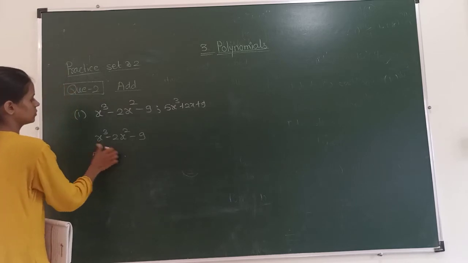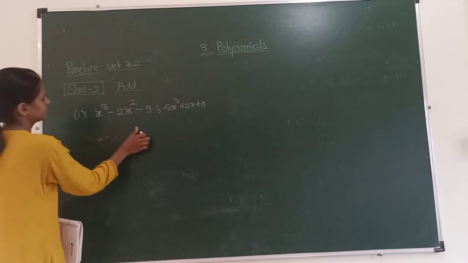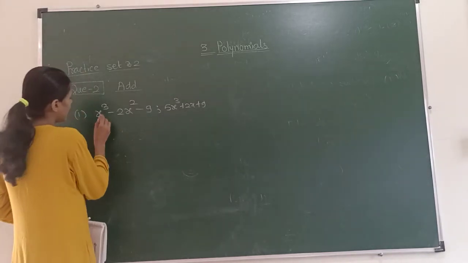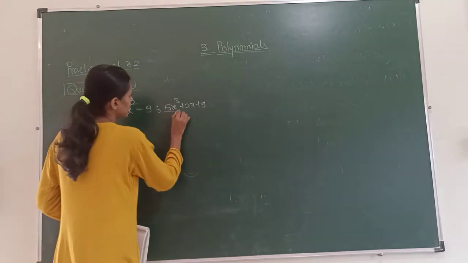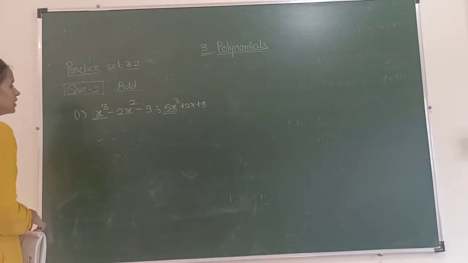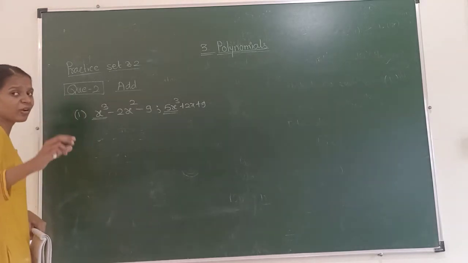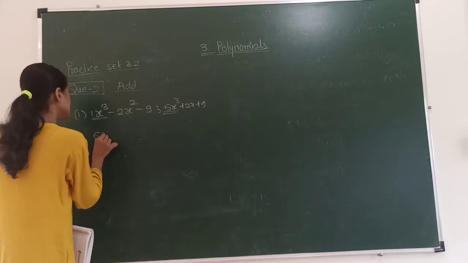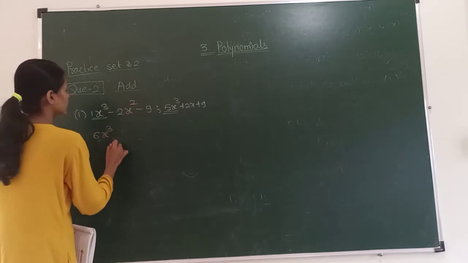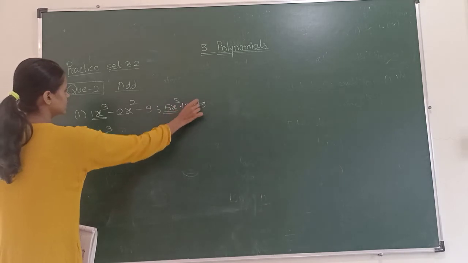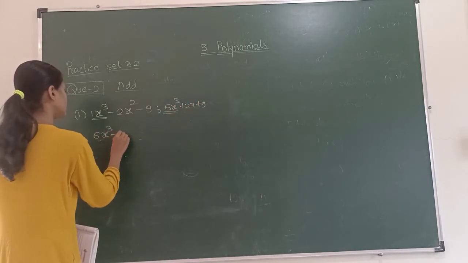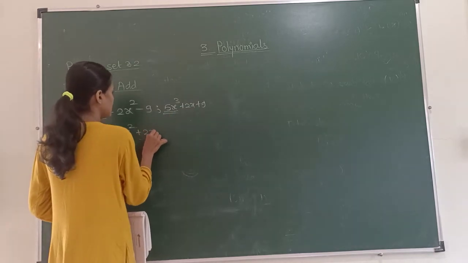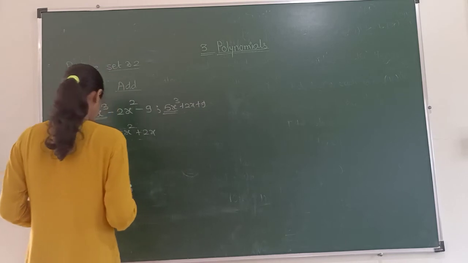Oh no, we can't write like this. See, we will add the like terms, x raised to 3 and 5x raised to 3. For x raised to 3, the coefficient is 1; we have to add the coefficients. Keep the rule in your mind. So 1 plus 5 is 6x raised to 3. This minus 2x square stays as it is, because there is no x square term in the second polynomial. This 2x will be as it is, plus 2x, and minus 9 and plus 9 will get cancelled.